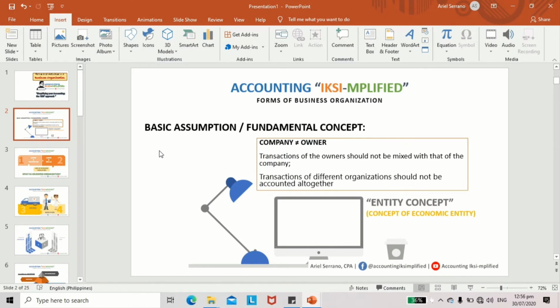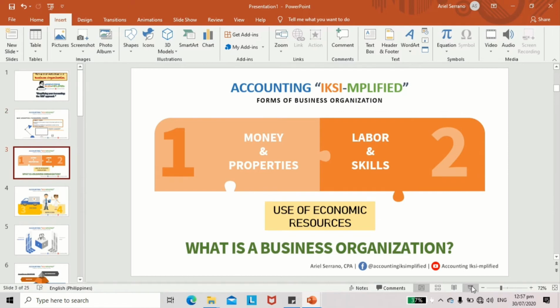Now, if you are an entrepreneur, if you are a sole proprietor, you have a business and you are your own owner, you are your own manager, your personal dealings with other persons or other parties should not be mingled, should not be recorded in the books of your business. So they should be separated. So that is what we mean by the economic entity concept. Now, because we are dealing with business organization, let us define what a business organization is.